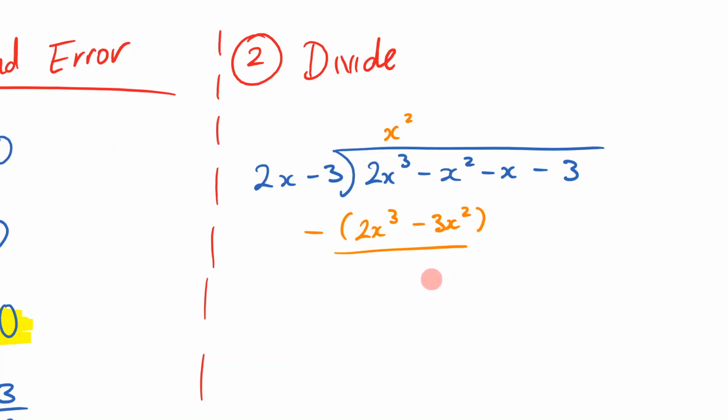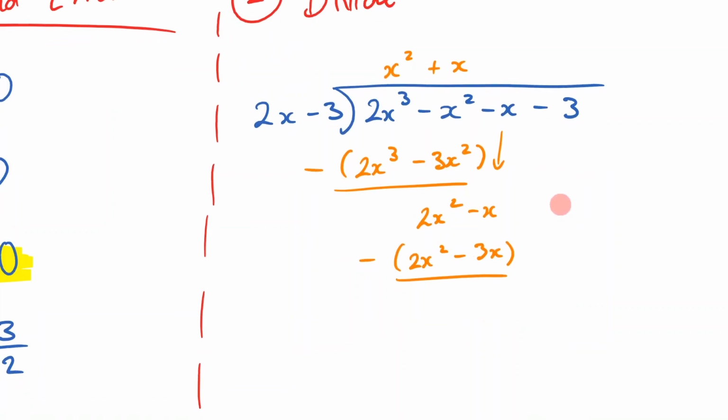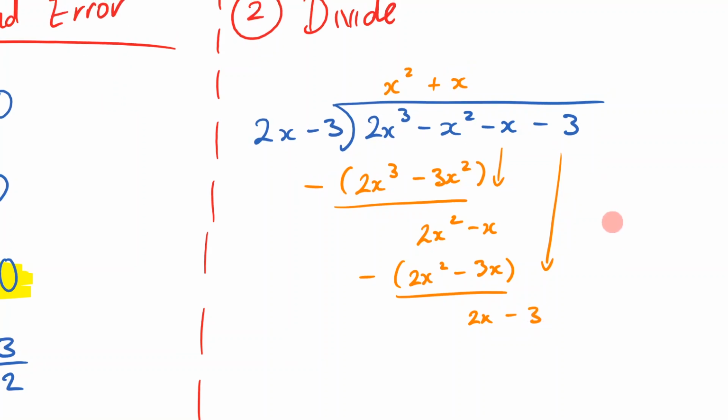This is going to be 2x squared here. And then I bring down this minus x. Then we start again. 2x times what will give me 2x squared? Well, that's just going to be plus x. Then I get 2x squared here minus 3x, brackets, brackets, minus. This is going to go away. This is going to be 2x, and then I bring down this minus 3. Then I go 2x times what gives me 2x? Well, it's just going to be 1. Then I go 2x minus 3 is going to be 0.